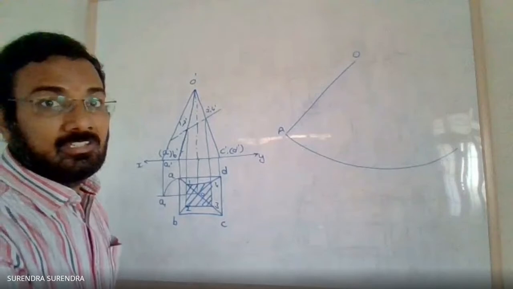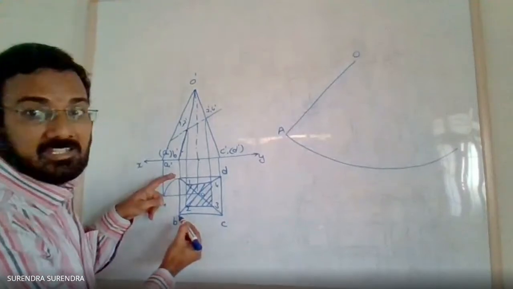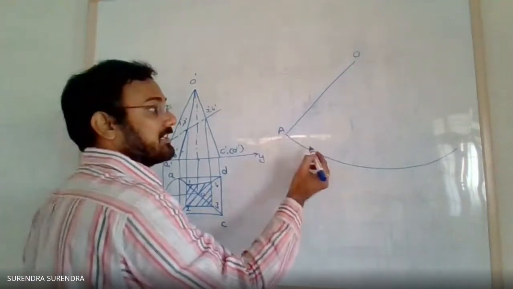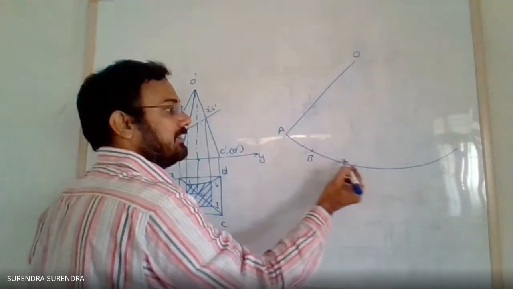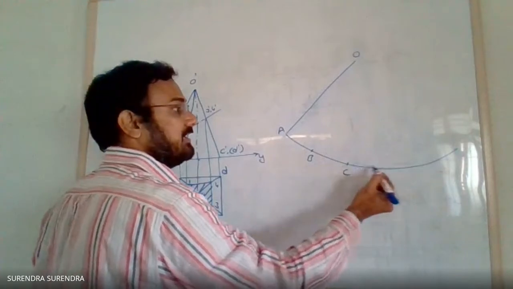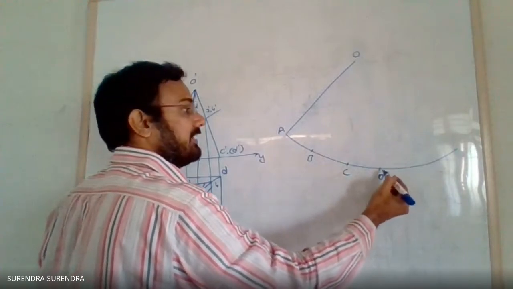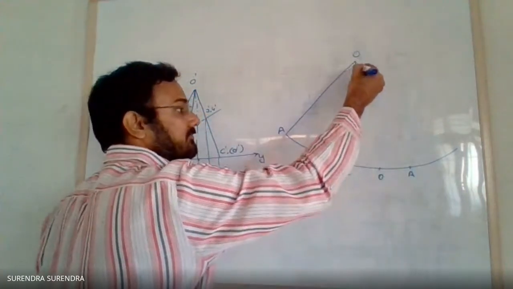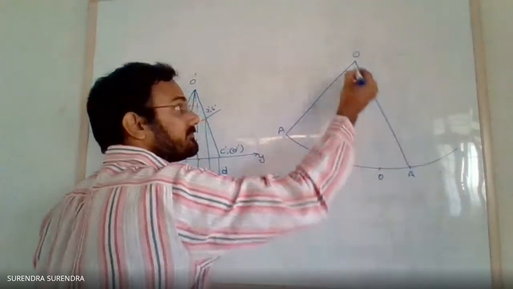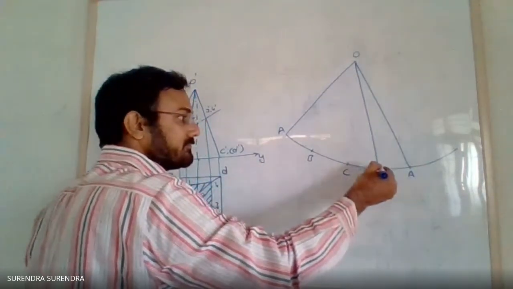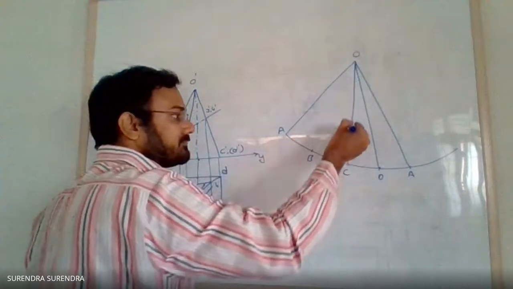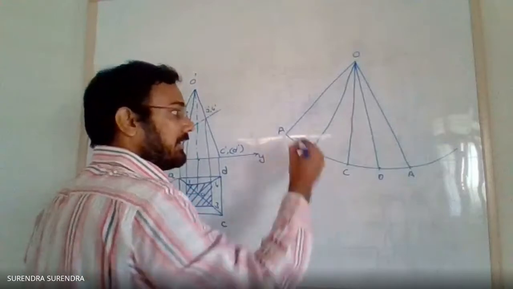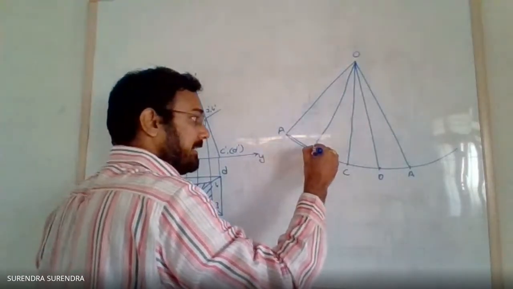Mark point A. Now, AB distance, the side of the base, is 25 mm. A as center, 25 mm radius, B. B as center, 25 mm radius, C. C as center, D. D as center, A. Join. And also draw the straight lines indicating the base.